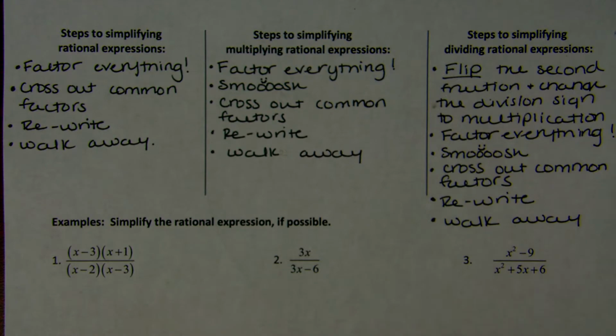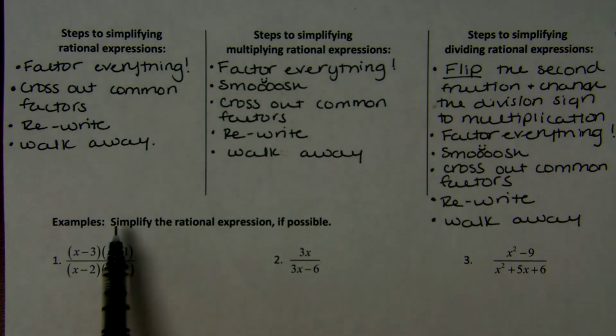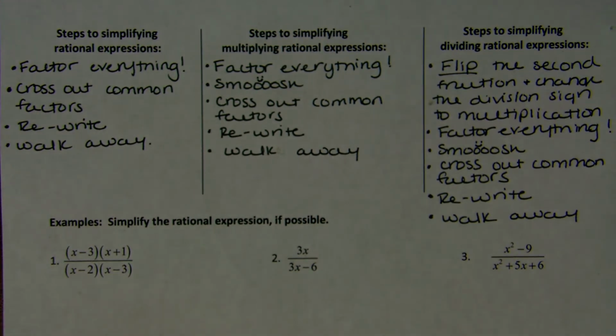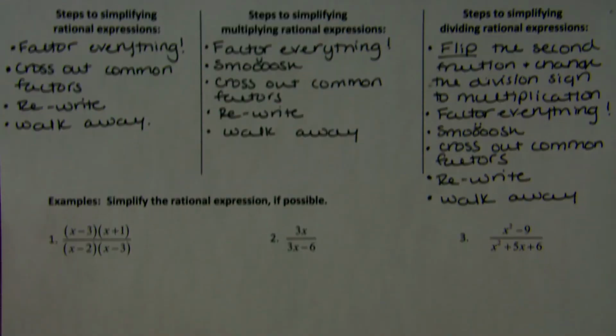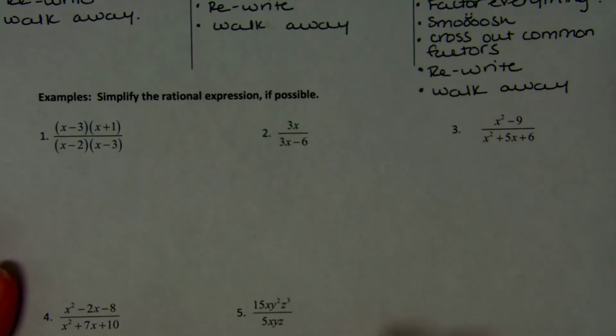All right, so the first two examples I'm going to do are just simplification. See, it says simplify. Just simplification. There's no multiplication or division here. And so remember, to simplify, we just factor and cross out common factors. So looking at number 1, we don't even have to factor. It's already been factored for us.